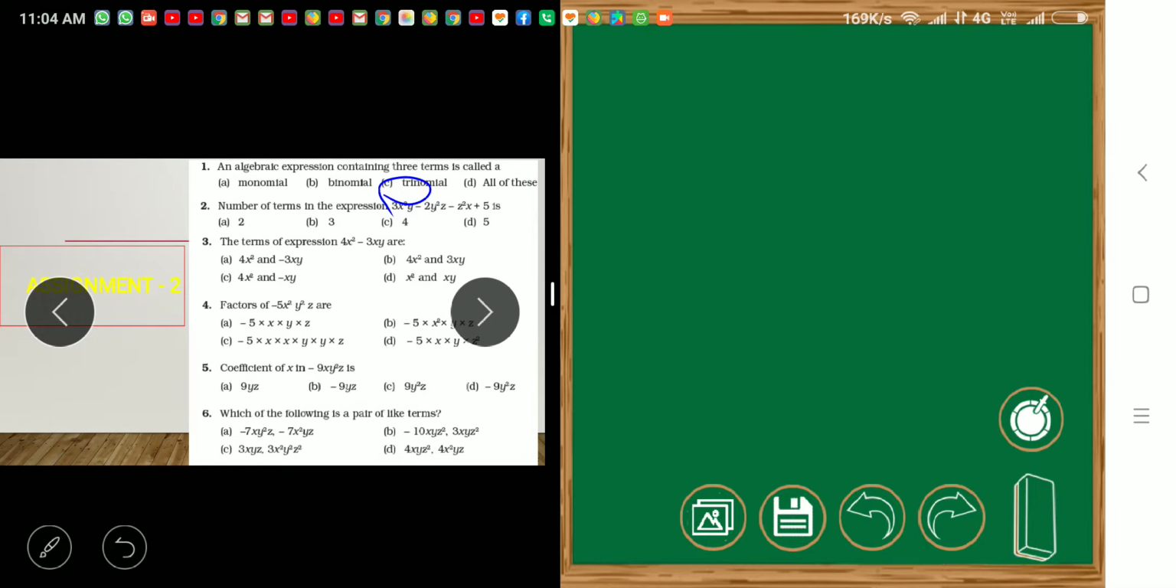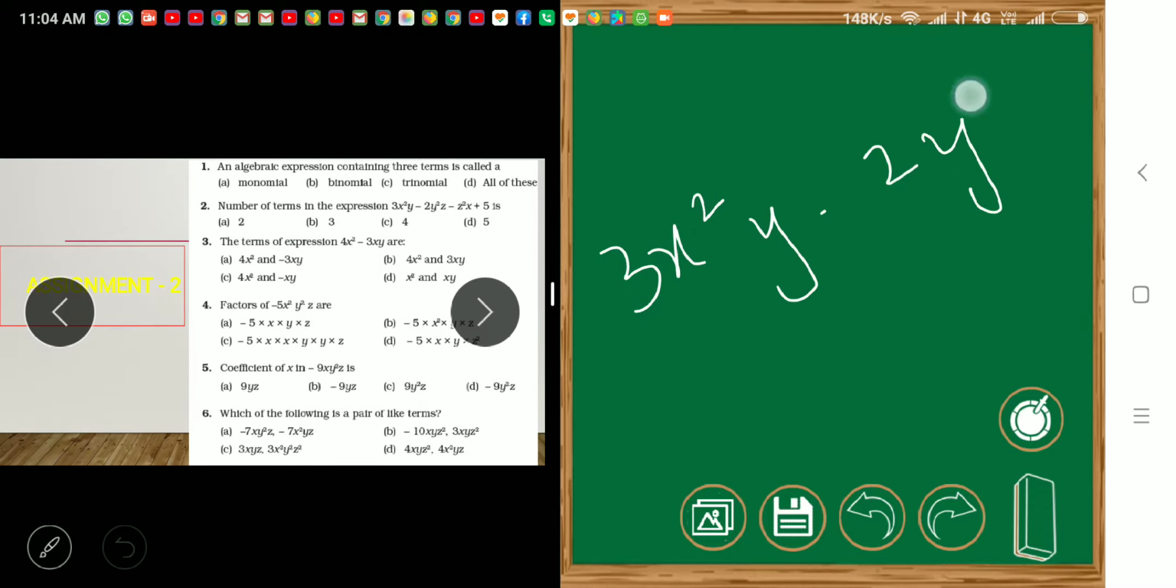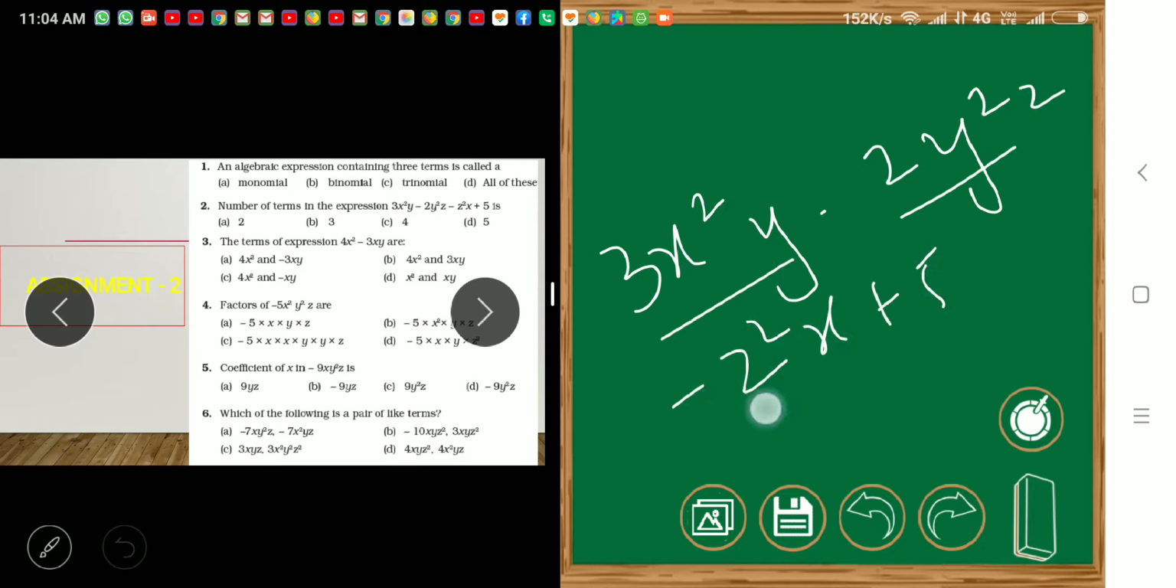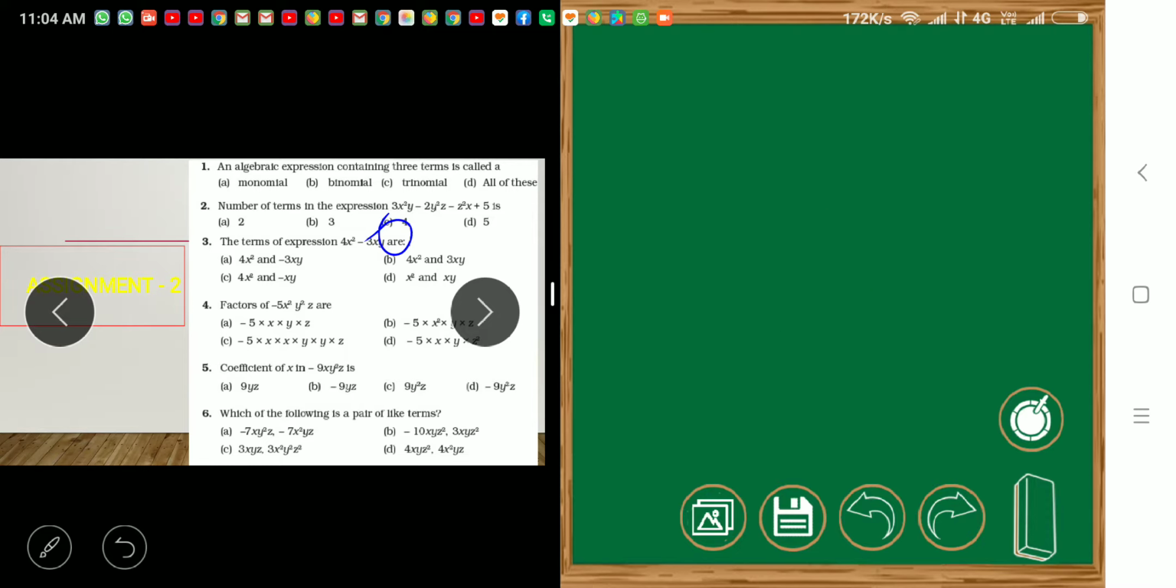Next one, number of terms in the expression 3x square y minus 2y square z minus z square x plus y. How many terms are there? First write the expression: 3x square y, minus 2y square z, minus zx square, plus 5. 1, 2, 3, 4. How many terms do we have? It is 4 terms.